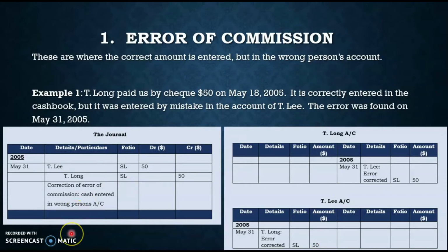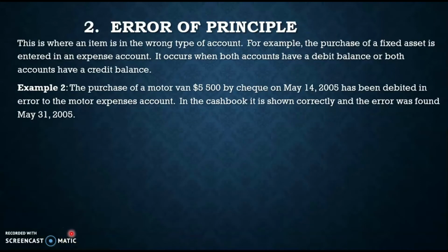Let us continue. The next error is the error of principal. This is where an item is in the wrong type of account. For example, the purchase of a fixed asset is entered in an expense account. Now, it occurs when both accounts have a debit balance or both accounts have a credit balance.